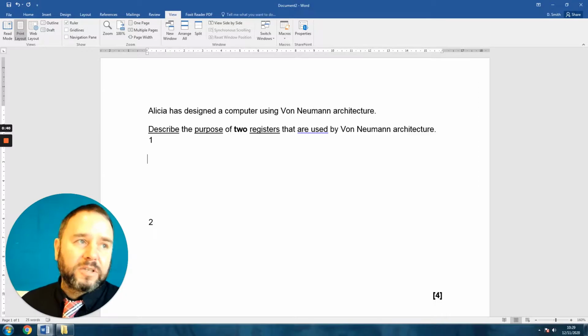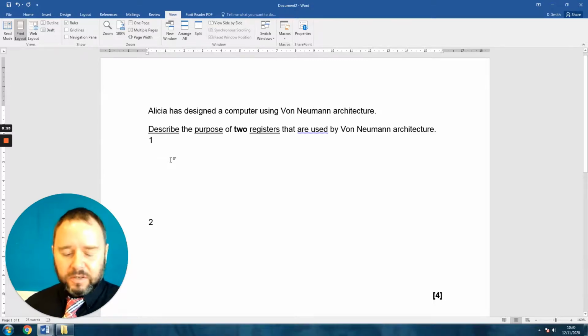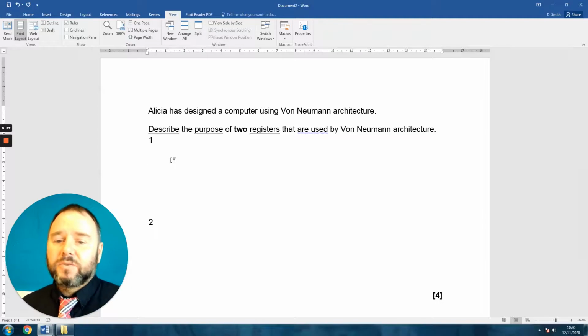The fetch, decode, execute cycle is a complex sequence to memorize perfectly. And I didn't start studying this until degree level, so it is difficult. So let's make this really, really easy for ourselves and pick two easy registers to describe. So two registers.